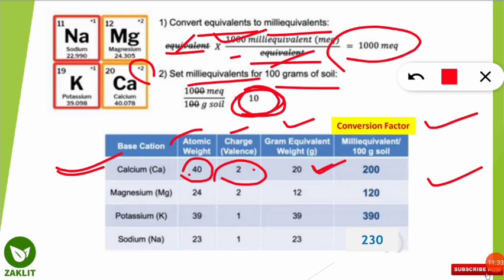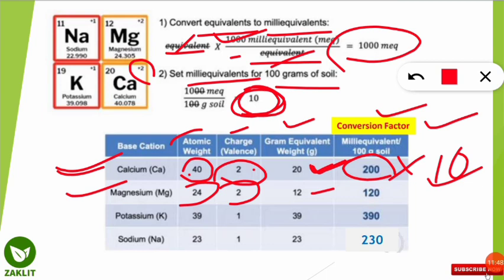So how much will be the gram equivalent weight of the element? We have to simply multiply it with 10 and then we will get the conversion factor for calculating CC. Similarly, for magnesium, we'll find out the gram equivalent weight, that is the atomic weight 24 divided by 2, that is charge or valence. So it will be 12, then multiplied by 10, we'll get the conversion factor as 120, 390 and 230 respectively for potassium and sodium.